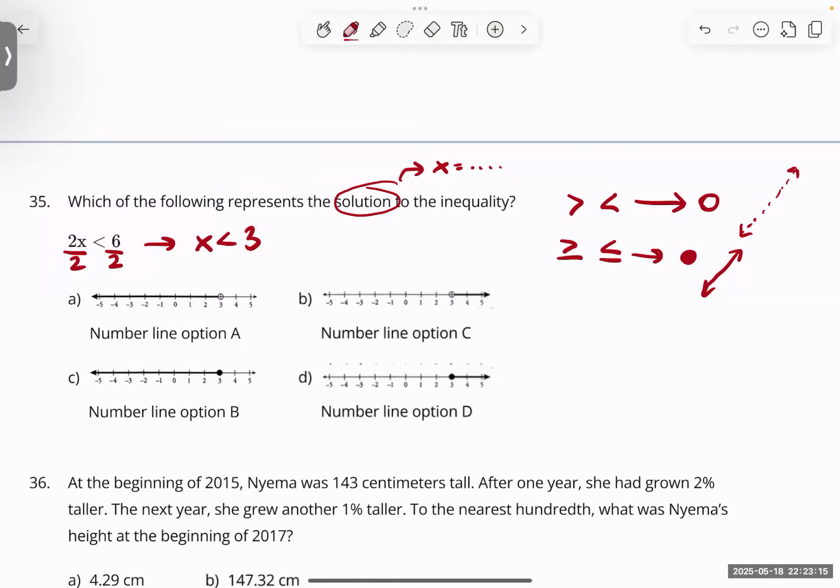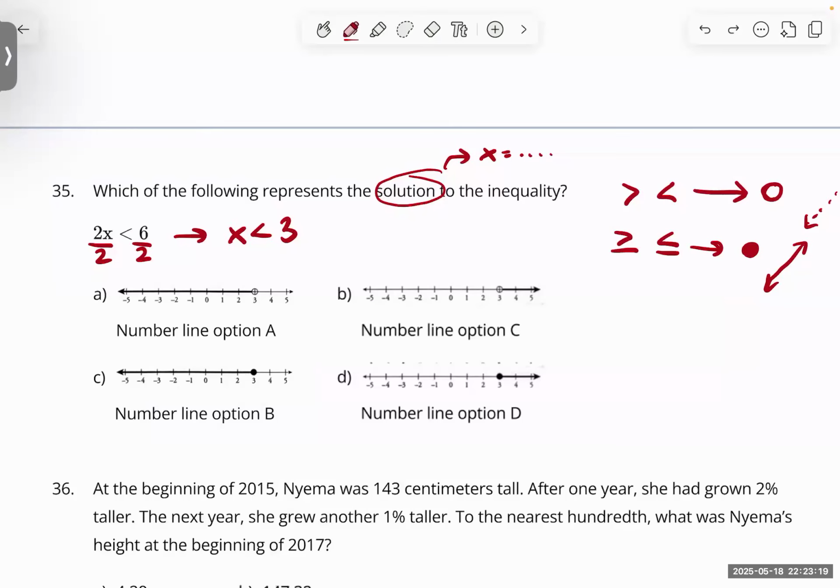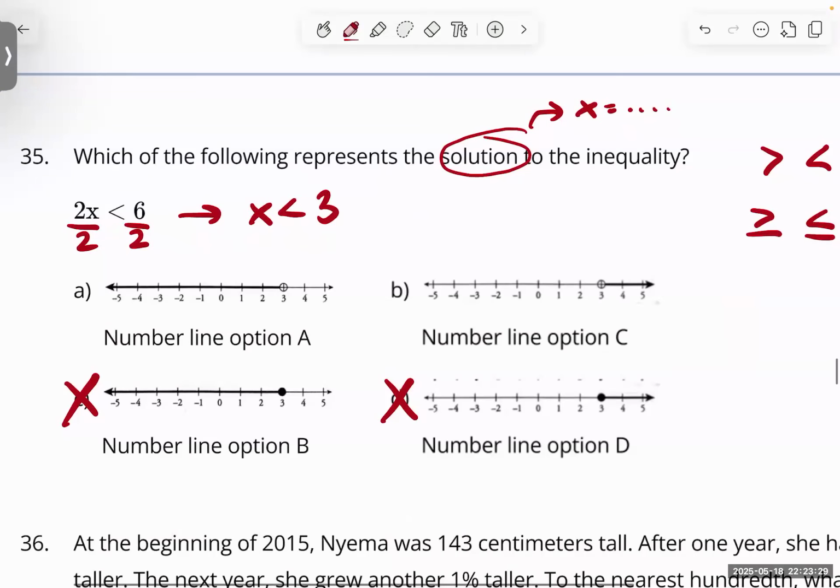So clearly this is a strict inequality, so we're not dealing with a closed circle, we're dealing with an open circle. That automatically eliminates C and D. So how do we figure out which one we're using? Well, think about what it's actually saying. X is less than 3, meaning x represents all numbers smaller than 3. Okay, so let's take a look at these two.